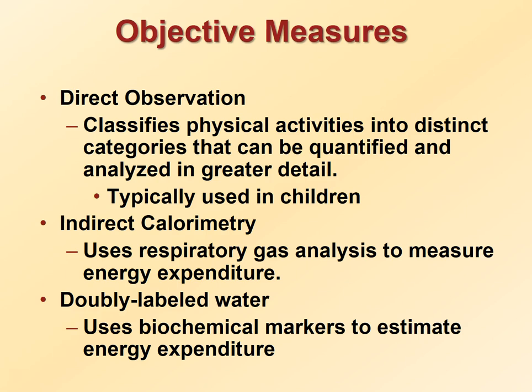Pros. Indirect calorimetry and doubly labeled water are precise and accurate measures of total energy expenditure. Cons. Both indirect calorimetry and doubly labeled water have high participant burden, and both measures are costly, therefore, may not be feasible in large epidemiological studies.